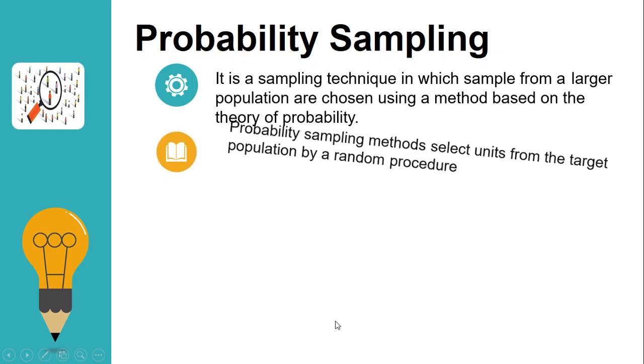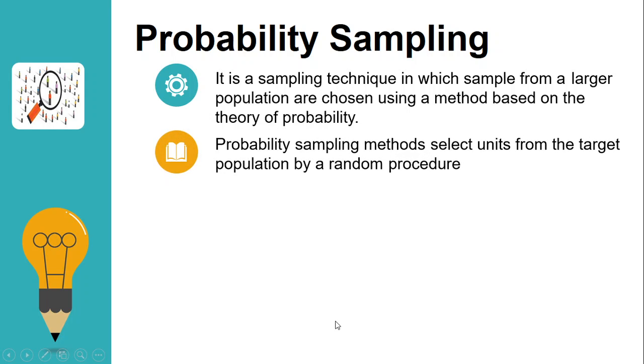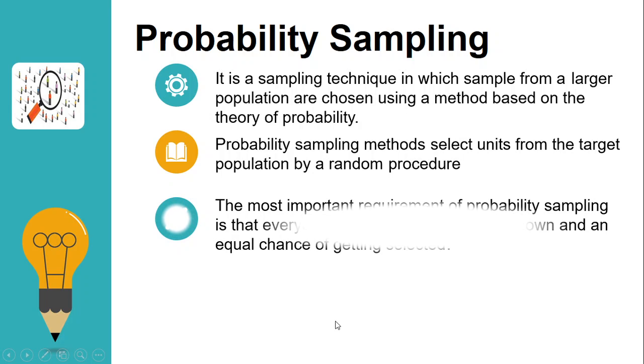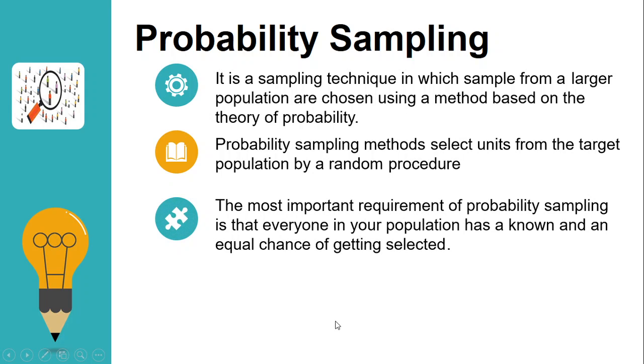Now the other aspect: the probability sampling method selects units from the target population by a random procedure. Everybody has an equal chance to be selected. The most important requirement of probability sampling is that every member of the population has a known and equal chance of being selected as a sample.